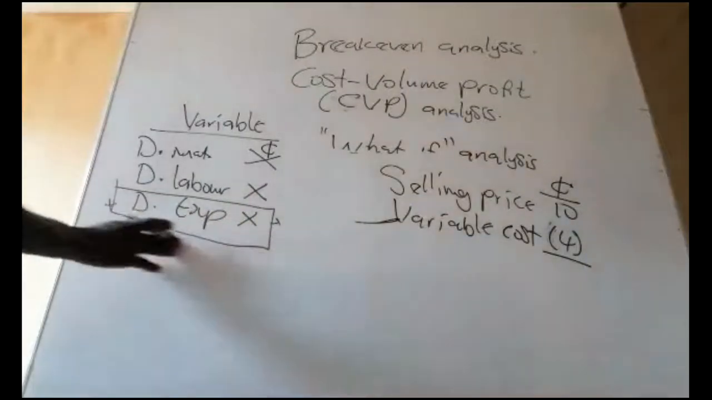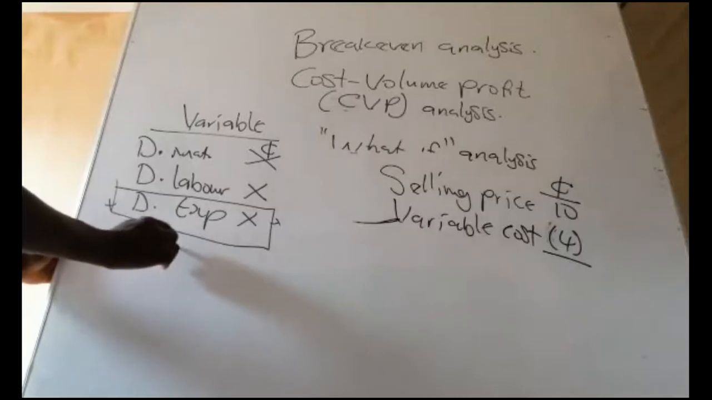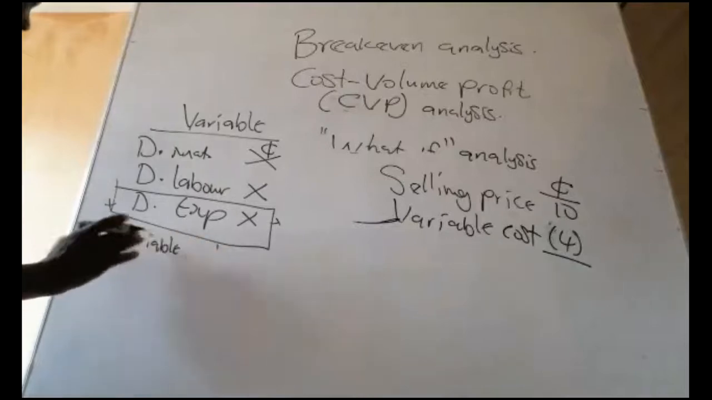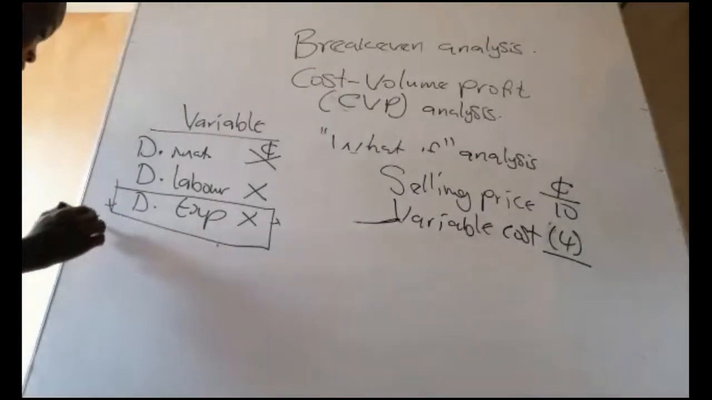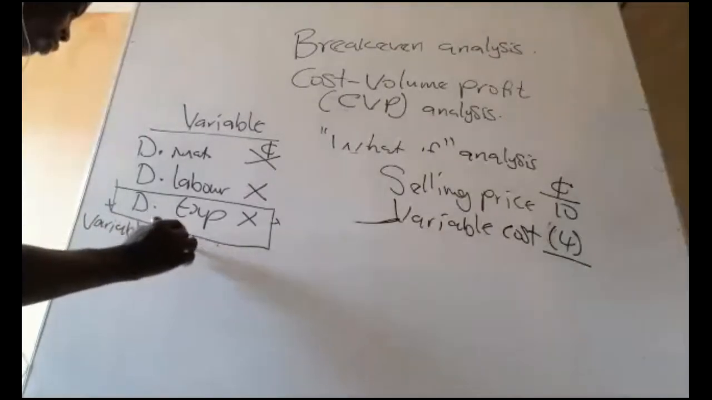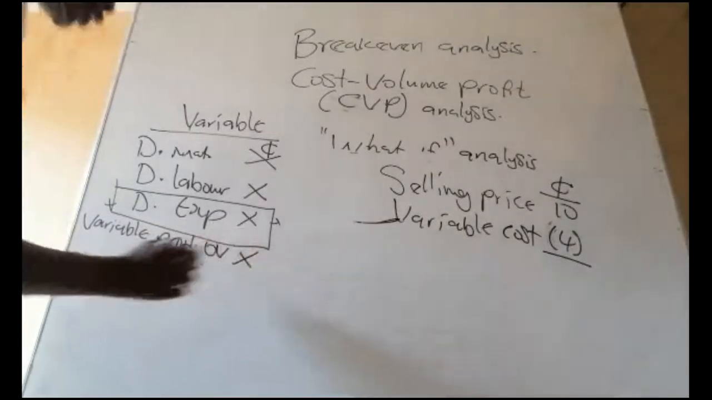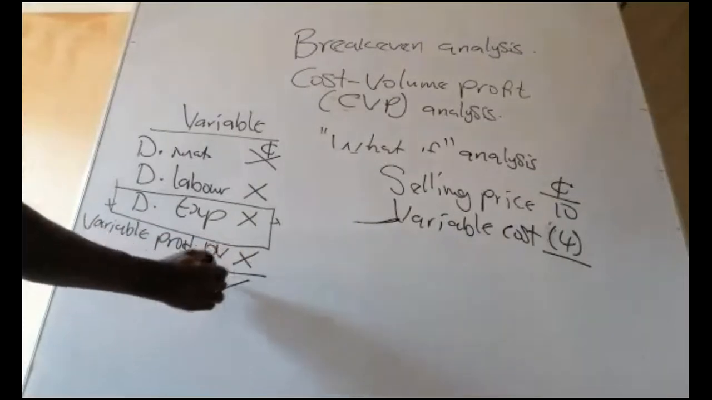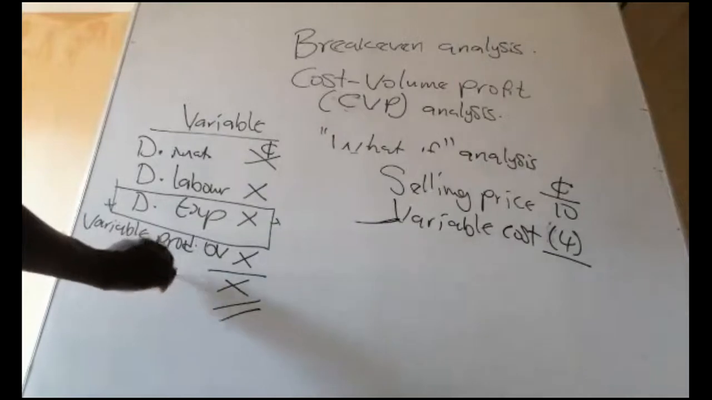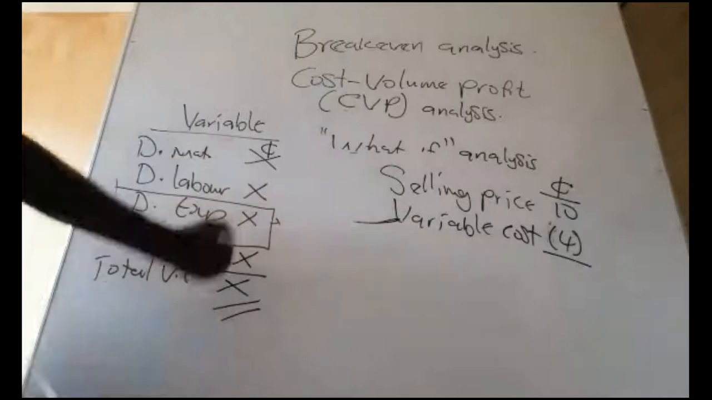But we will continue. Then we have what we call variable production overhead. Let me write it down here for you so that you can get it fully. So you add it, and this is what you mean by total variable cost. So anywhere you're looking for variable cost, sum all these 3 items.